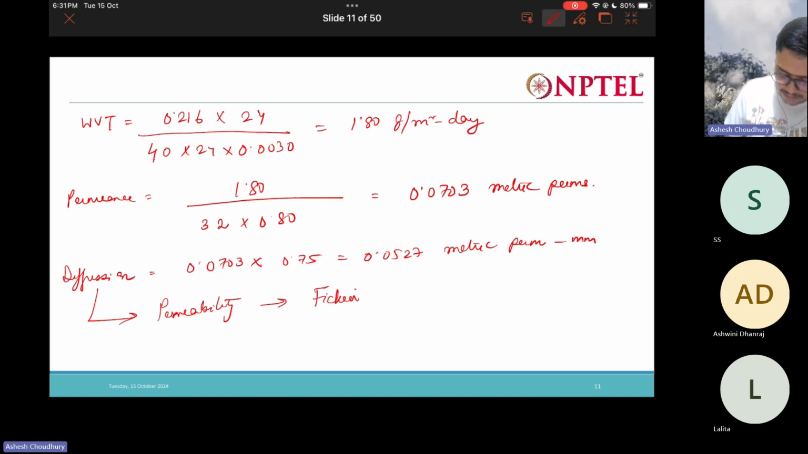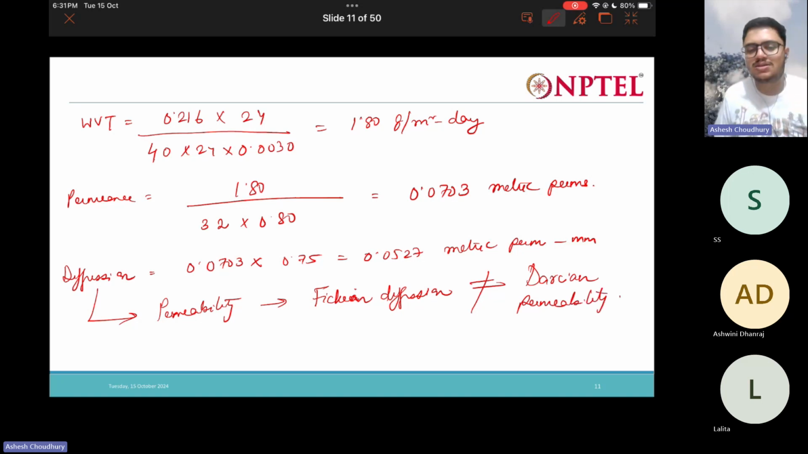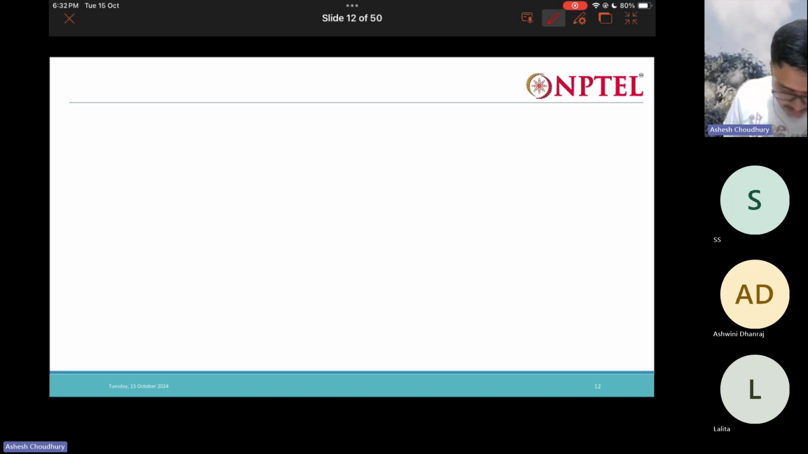Not the permeability that we study, not equal to the Darcian permeability that we discussed when we discussed the flow of liquid through soil. This permeability is different. Now if you want to convert this permeability to Darcian permeability, that also we can do.